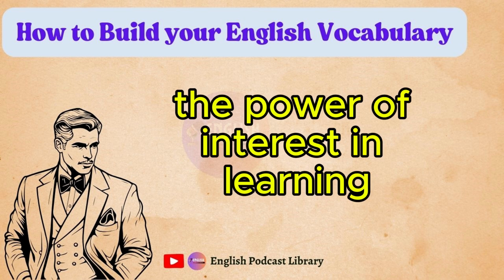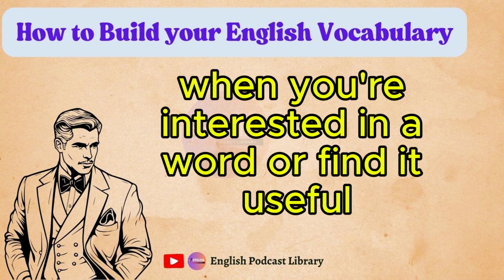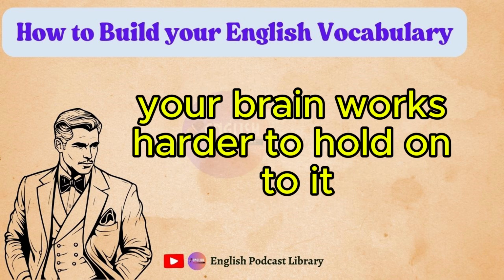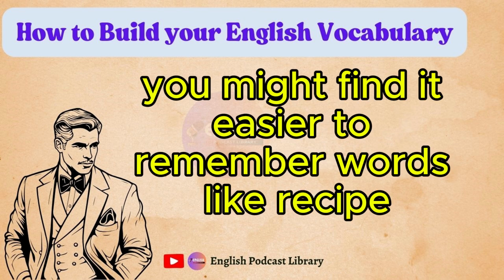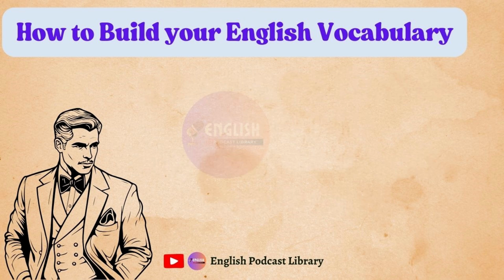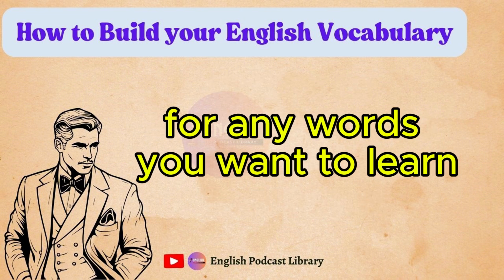The power of interest in learning. When you're interested in a word or find it useful, your brain works harder to hold on to it. For example, if you love cooking, you might find it easier to remember words like recipe, spices, or ingredients. You can use this technique for any words you want to learn.